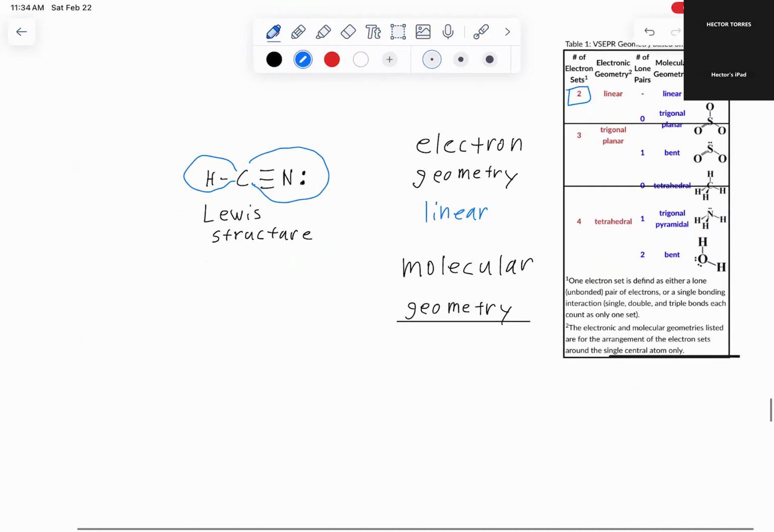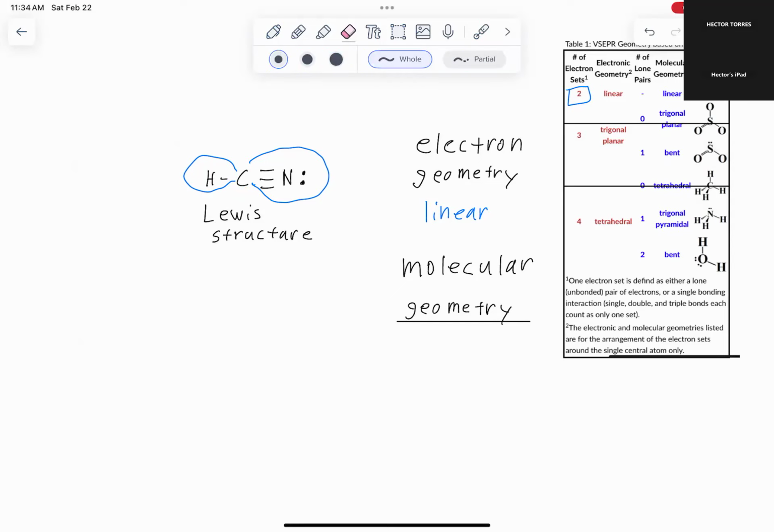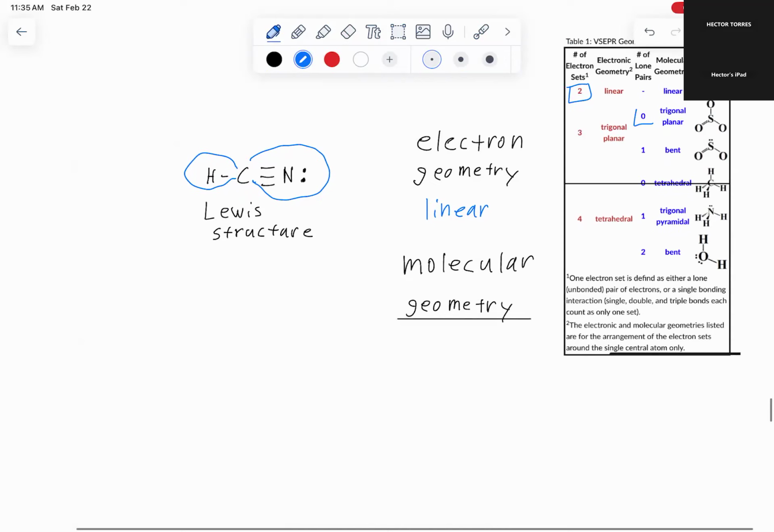And now for molecular geometry, we're going to be looking for lone pairs around our central atom. So over here, we look at carbon, and we can tell that there are 0 lone pairs. And this line's in the wrong spot. Sorry about that, you guys. But over here, oh, that's not right. Sorry, we're going to be looking at this one. So there's no lone pair, so the molecular geometry is also going to be linear.